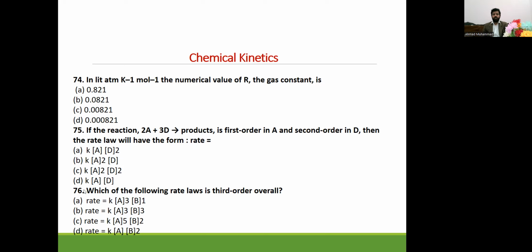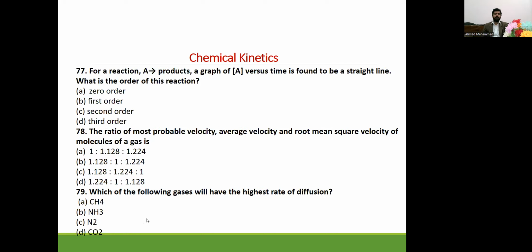Question number 76: which of the following rate laws is third order overall? Rate is equal to K into concentration of A power 3 into concentration of B power 1. Rate is equal to K into concentration of A power 3 into concentration of B power 3. Rate is equal to K into concentration of A power 5 into concentration of B power 2. Rate is equal to K into concentration of A into concentration of B power 2. So the right option is D, rate is K into concentration of A into concentration of B square.